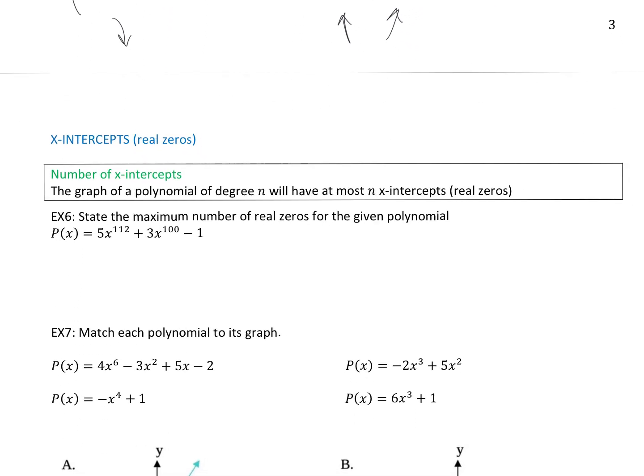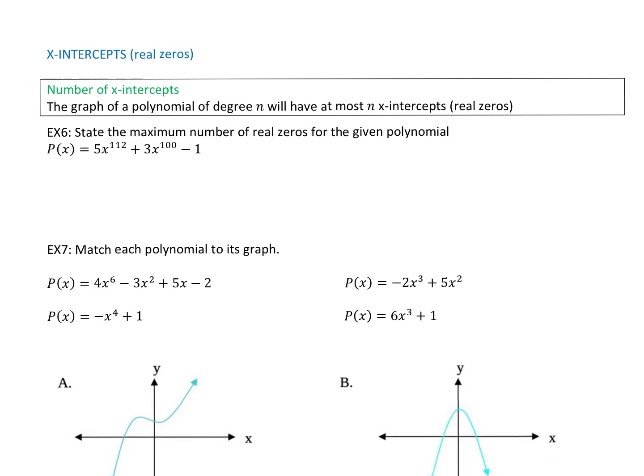Now, next we're going to take a look at the x-intercepts or the real zeros. So when we're talking about zeros, we're talking about x-intercepts. And the number of x-intercepts, well, let's see. The graph of a polynomial of degree n will have at most n x-intercepts. For example, if we had x squared, it would have at most 2 x-intercepts.